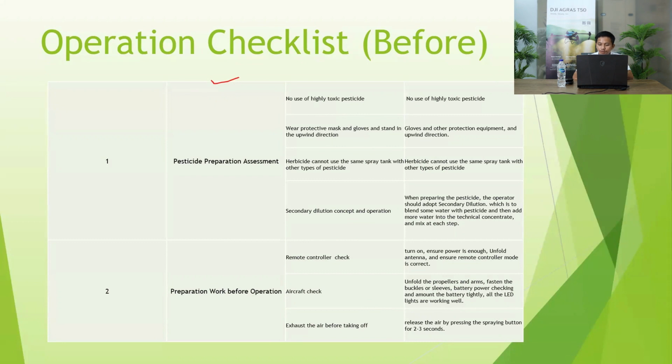The second thing is the aircraft. For the aircraft, you unfold the propellers, you unfold the arms, and you unlock the backhoe, right?